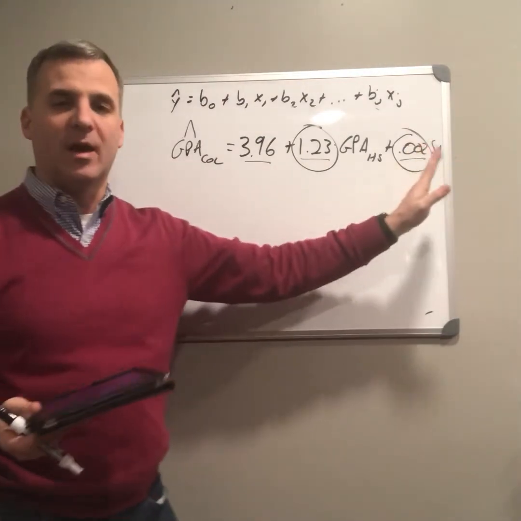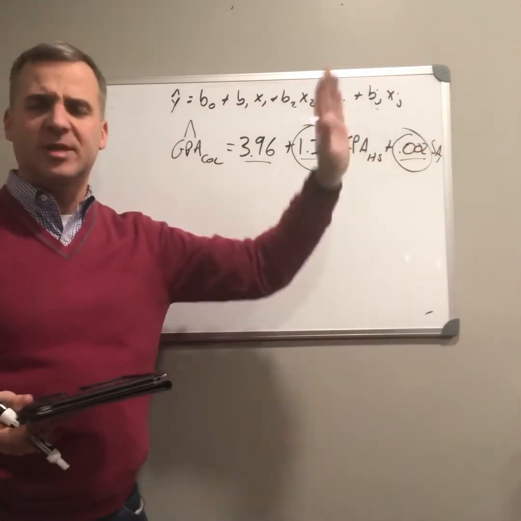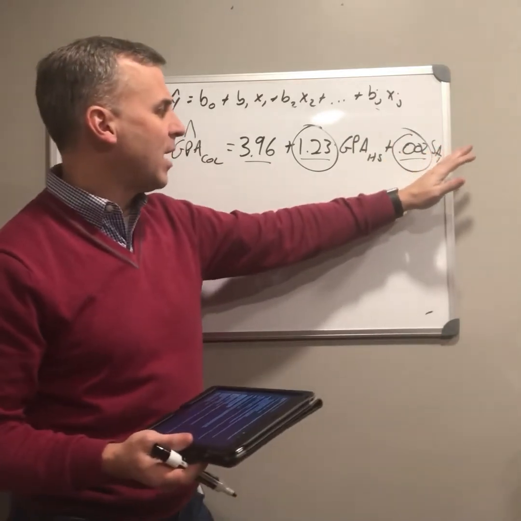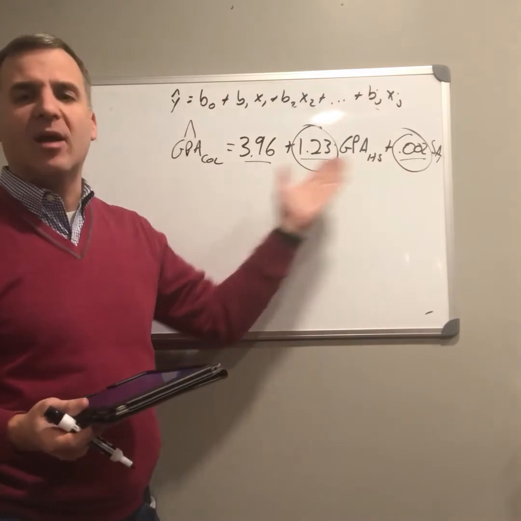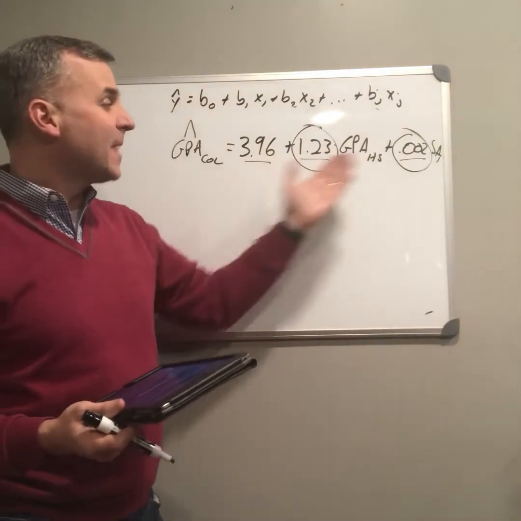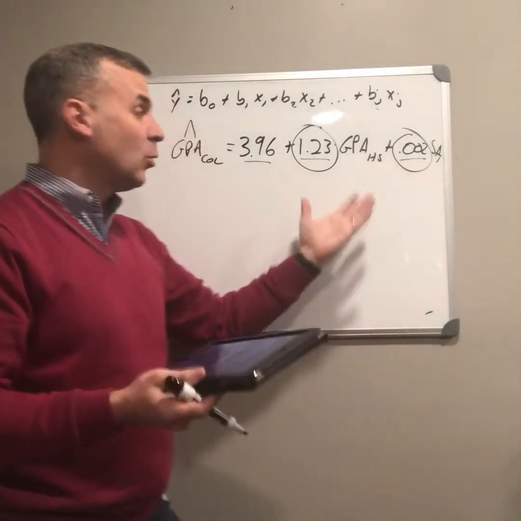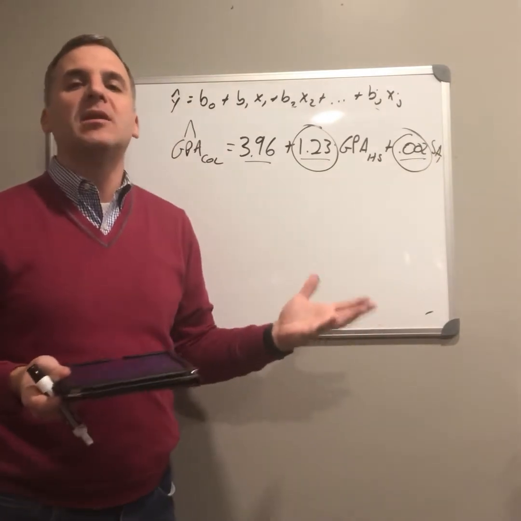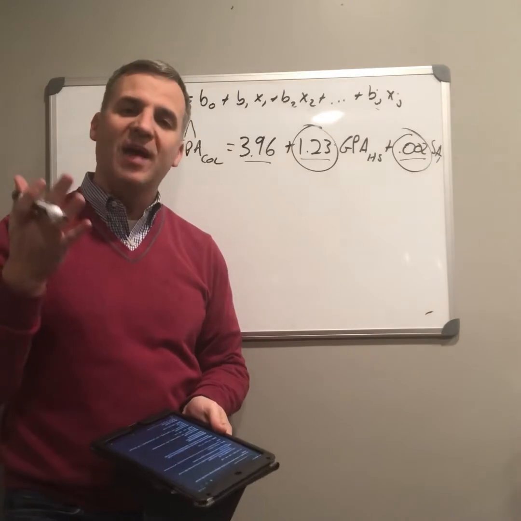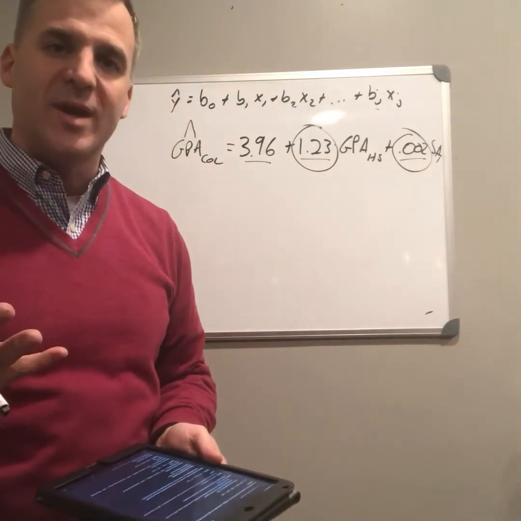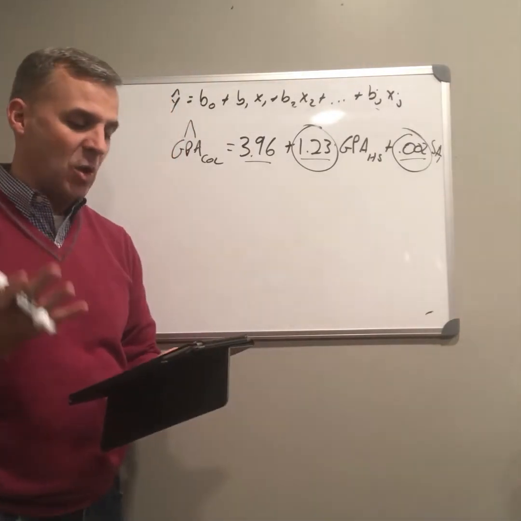SAT score, I have no idea how it works now, but it's like 800 to 1600. That's the way it was when I was young. And then GPA, right, is on a 4-point scale. These are two completely different scales. I can't really compare which one's more important. I don't really know here, right? Because I have a scaling issue. This is why we have the standardized regression equation. This is when that comes in so handy.